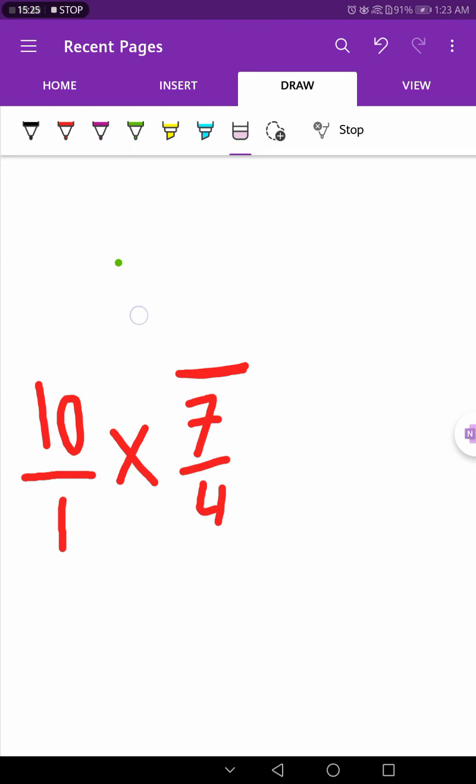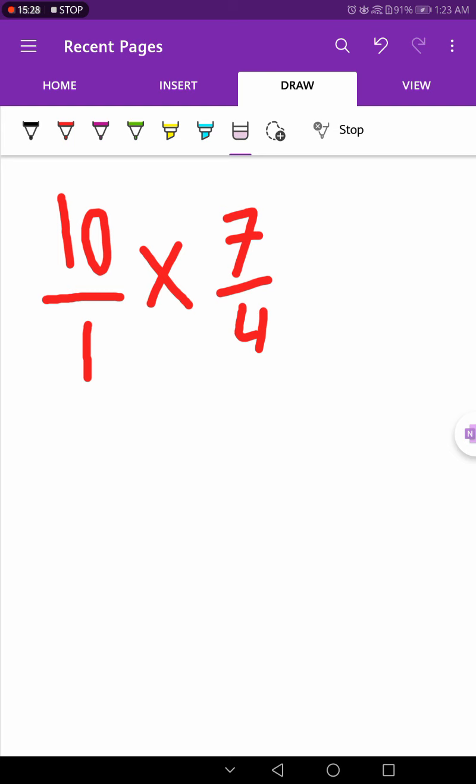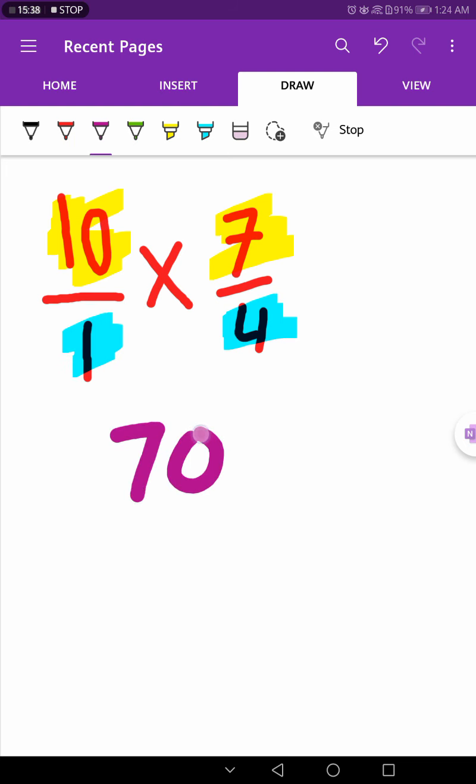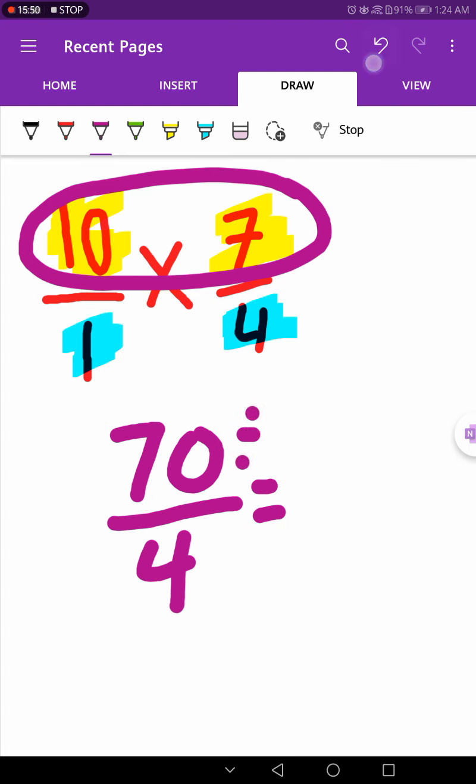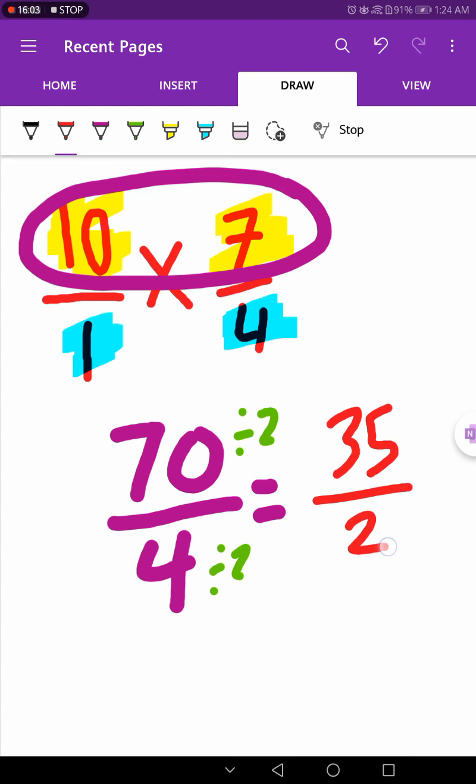Now we have this multiplication, and you are good at multiplying. Up with up, down with down. So 10 by 7 equals 70 over 4. We can simplify it easily by dividing both by 2. Let me change the color. Divide by 2, divide by 2. When I divide by 2, I get 35 here and 2 here.